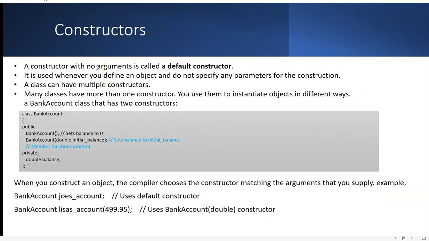A constructor with no arguments is called a default constructor. It's used when you define an object and do not specify any parameters. A class can have more than one constructor taking parameters. Many classes have more than one constructor. Use them to initialize the objects in different ways. So a bank account could have a constructor which takes nothing and sets a balance to 0, or one that takes an initial balance. And you set up accordingly. Joe's account uses the default constructor. Lisa's bank account uses the constructor that takes a double.